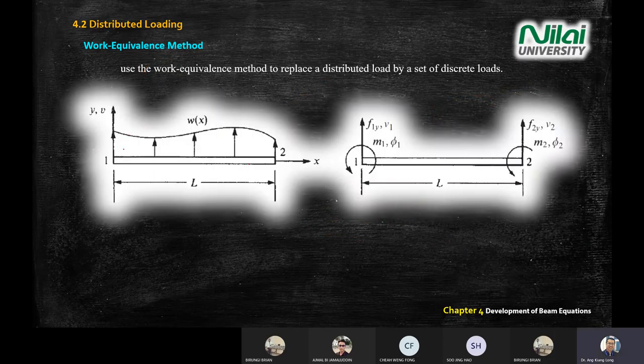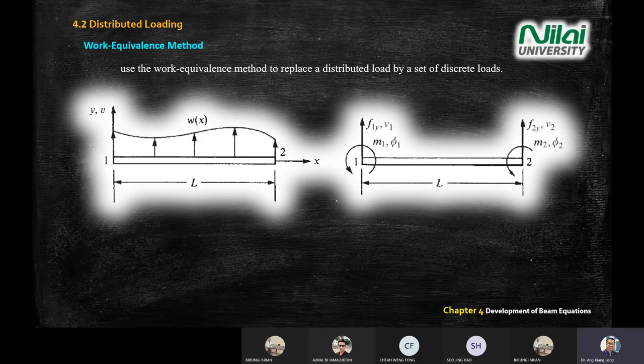Now what you see on the screen is a distributed load, but as you can see, there's a curvature, which means it is not linear, it's a non-linear distributed loading. However, we're still using W to represent distributed loading. You have a reference axis of Y and X, and a beam connecting point 1 and point 2 with length L. As you know, for a beam we deal with displacement, so we only focus on V and theta. Each point gives you displacement in the Y direction and also a rotation angle. This is what we covered in the previous session.